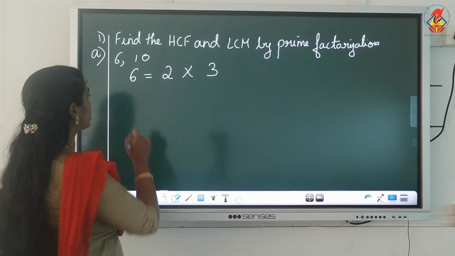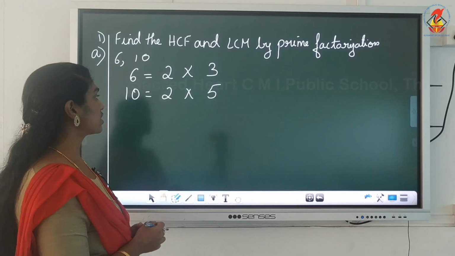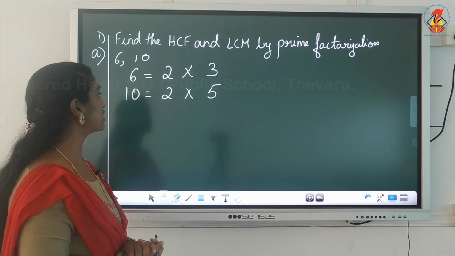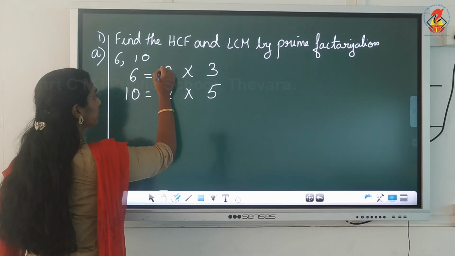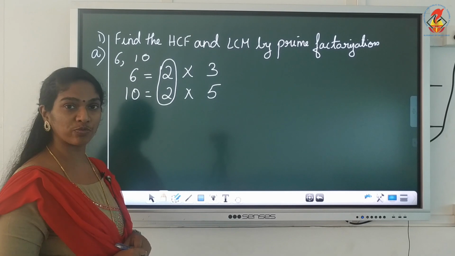Now coming to 10. How can I write 10? 2 into 5 is 10. So here 2 and 5 are also prime numbers. Now what I am going to do is make groups. Here I can make a group of 2 because there is a 2 common in both the numbers. So I could make a group from here.